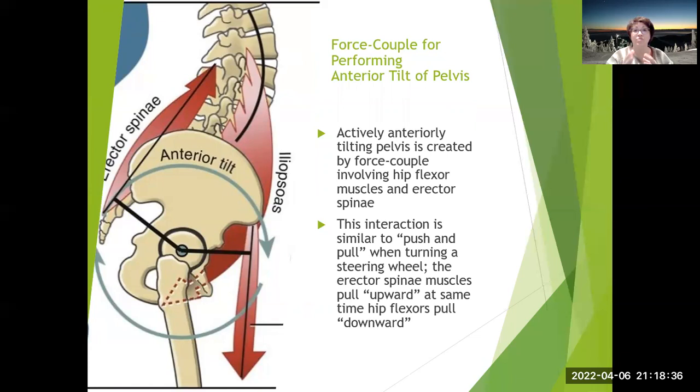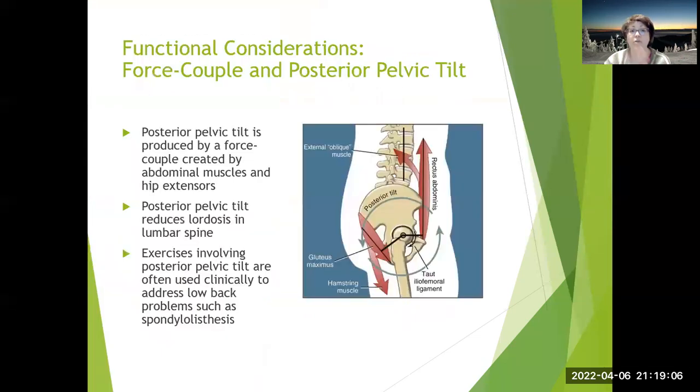So the antagonist muscles to the hip flexors are the hip extensors. So the hip extensors are being stretched passively, while the hip flexors are contracting, and the trunk flexors are being stretched while the trunk extensors are contracting. So there has to be that play between the other muscles, but the force couple is between the hip flexors and the trunk extensors for anterior tilt. For posterior tilt, it's the trunk flexors and the hip extensors.